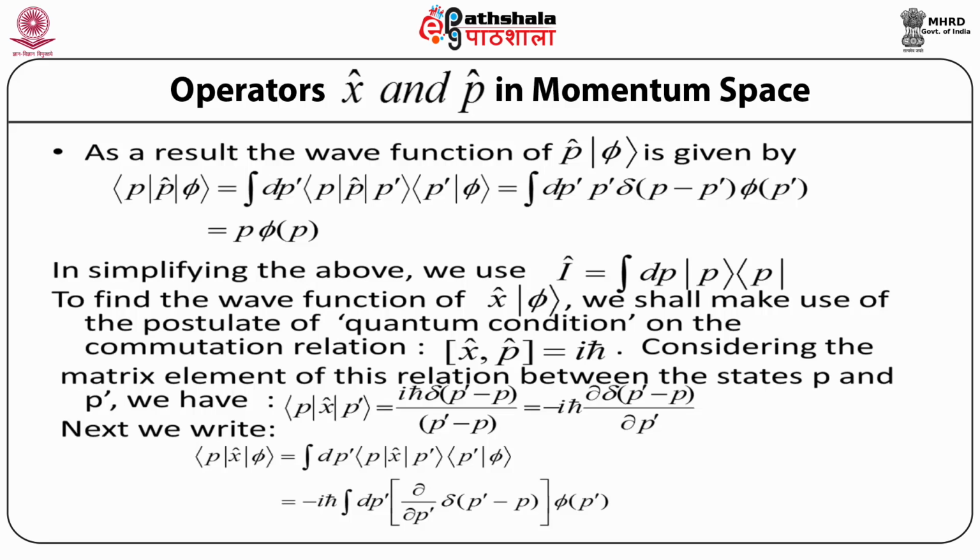Next, we can write the relation between state p and the wave function phi as bra vector p, operator x, ket vector phi equal to integration over dp prime, bra vector p, operator x, ket vector p prime, bra vector p prime, ket vector phi, and this is equal to minus i h cross integration over dp prime, within brackets, del by del p prime delta(p minus p prime), phi(p prime), where we have used the commutation relation between the operators x and p in the above equation to get this result.